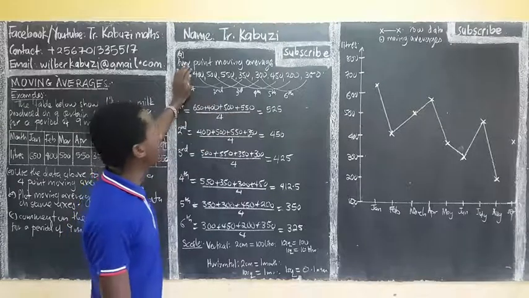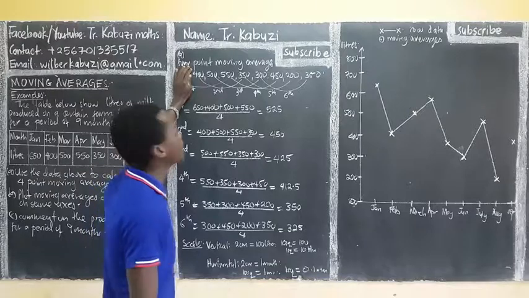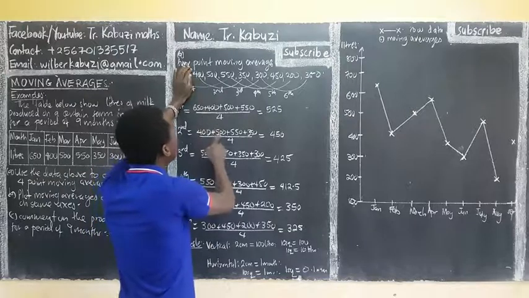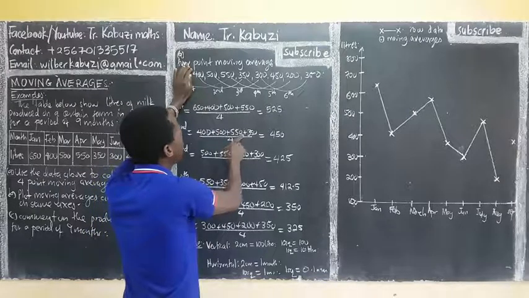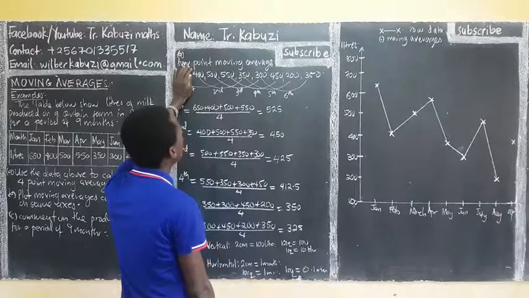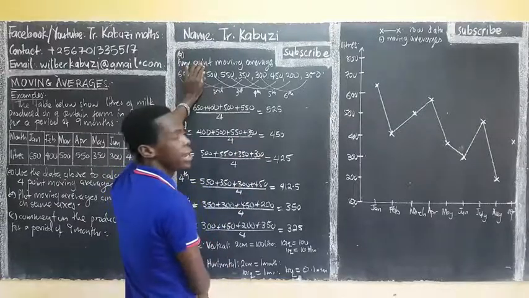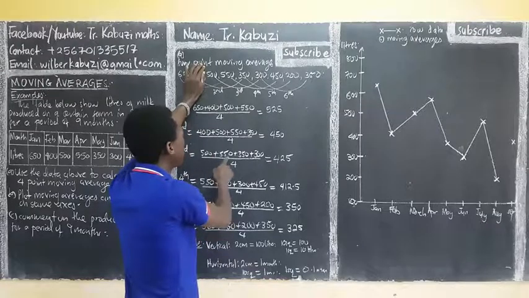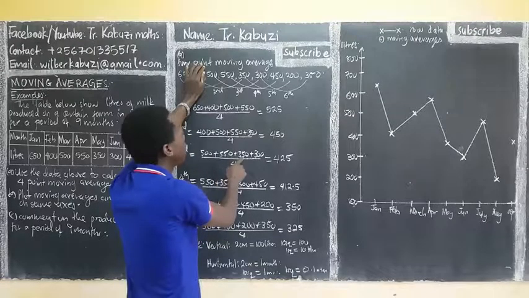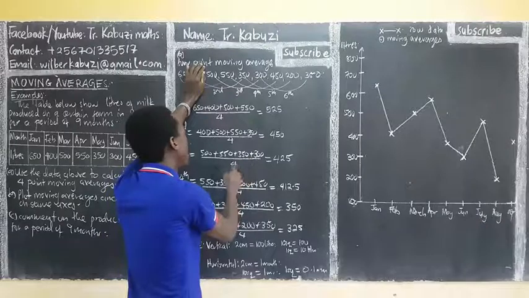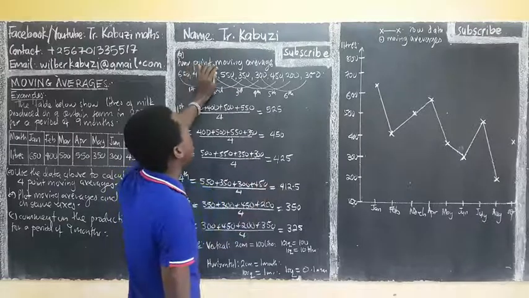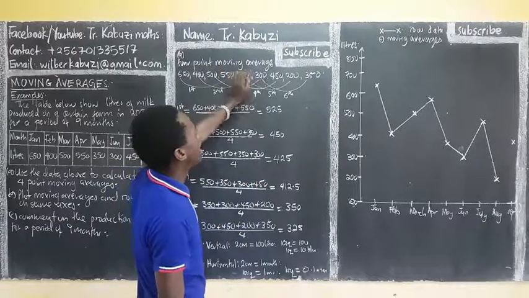So you cover this, then you count the next 4. So this will be 400, 500, 550, 350. You add them, divide by 4, this is what you get. Then you cover this, you move to the next. So you have 500, 550, 350, then 300. Add, divide by 4, this is what you get. Then you cover this until you reach the last set.